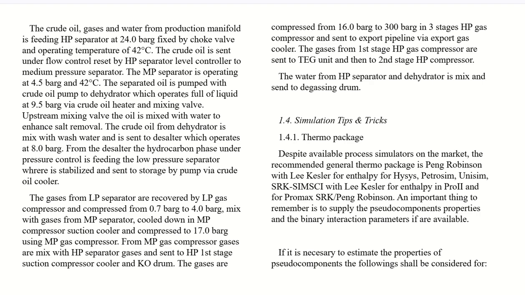The separated oil is pumped with the crude oil pump to the dehydration unit to remove water, which operates full of liquid at 9.5 bar gauge via the crude oil heater and mixing valve. Upstream of the mixing valve, the oil is mixed with water to enhance salt removal. Basically, the crude oil contains salt in the form of NaCl and BSNW, and to get on-spec crude oil, the RVP and BSNW are maintained. The desalters help to get rid of salt and the water content in the oil.